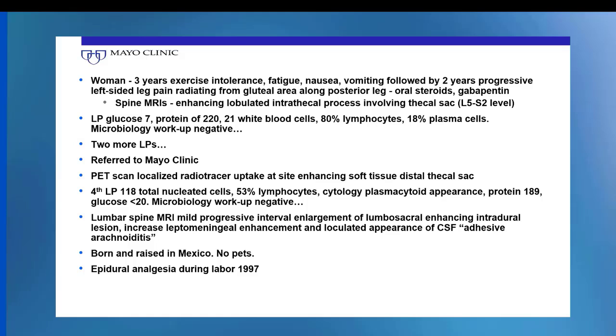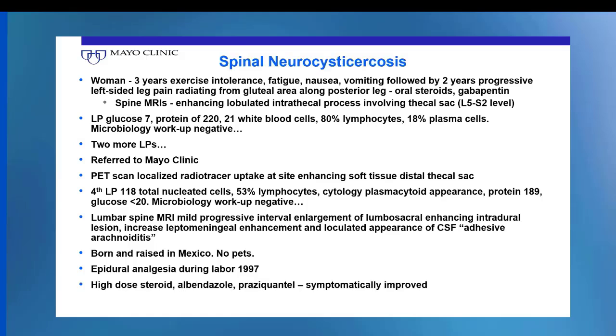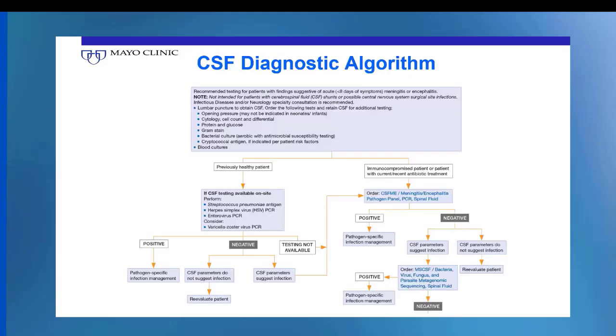So they sent metagenomic sequencing of her spinal fluid, and that revealed Taenia solium. And so this was spinal neurocysticercosis, and that's a treatable condition. So she got high-dose steroids, albendazole and praziquantel, and she was symptomatically improved. So, you would think we could make this diagnosis in other ways, but this was a very unusual presentation, and the diagnosis was only made with this kind of testing.